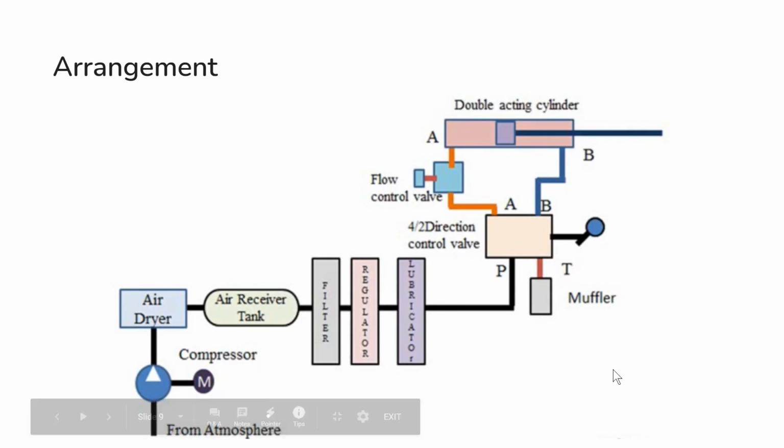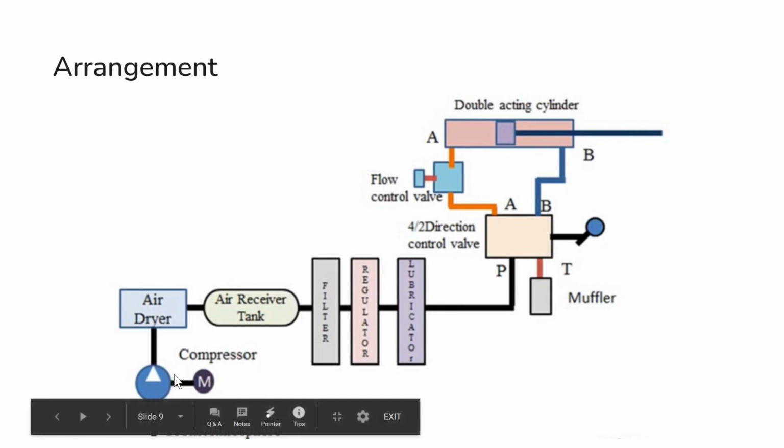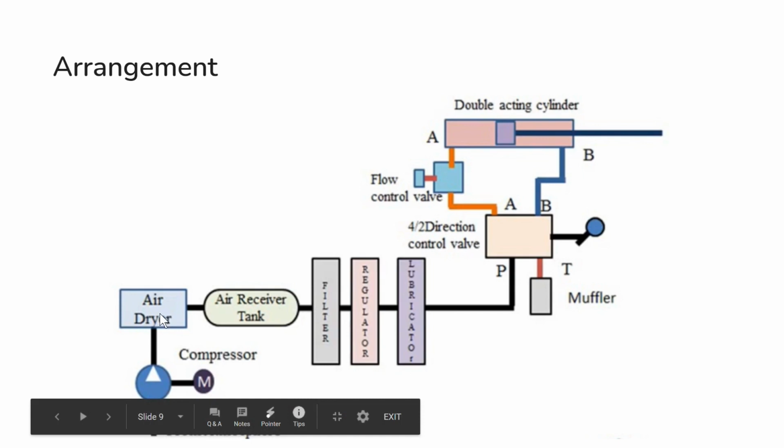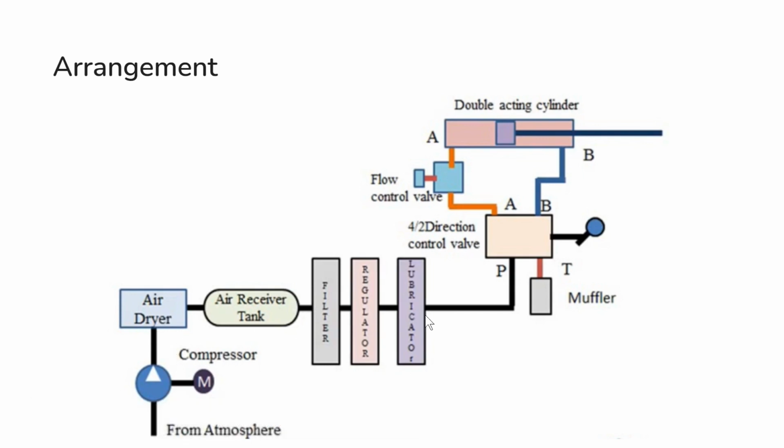This is the diagram. Now we have a compressor here. This is the symbol of the compressor. We indicate it like this, or we just indicate it by a triangle. Remember this symbol because we are going to use it further. So this is the compressor, and next we have some small components which are used for filtering, lubrication, and clearing air from moisture and all.